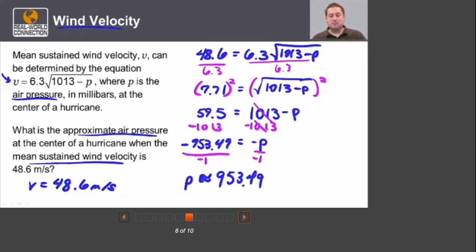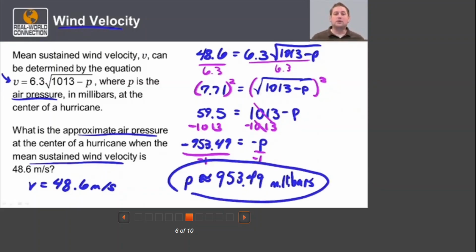And what was our air pressure? It was measured in millibars. So given a wind velocity of 48.6 meters per second, we get the air pressure at the center of the hurricane would be approximately 953.4 million millibars.